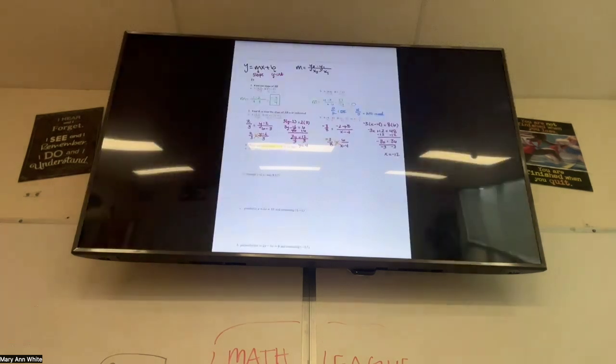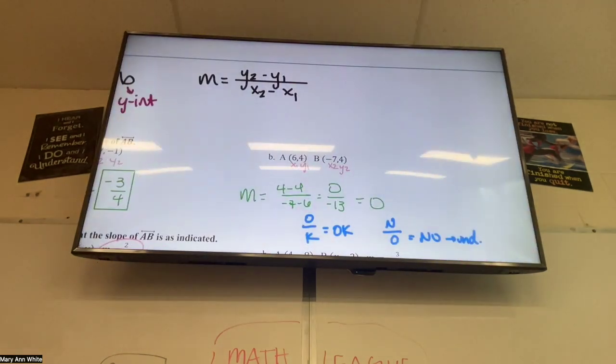Not as many head nods. That's okay. Let me remind you. And I'm going to just put it at the top because these to me are all formulas that I maybe already know or I need to know if I don't know.